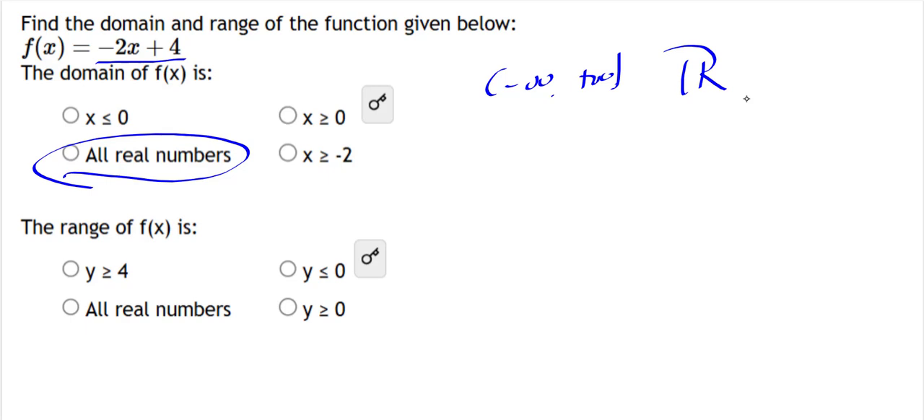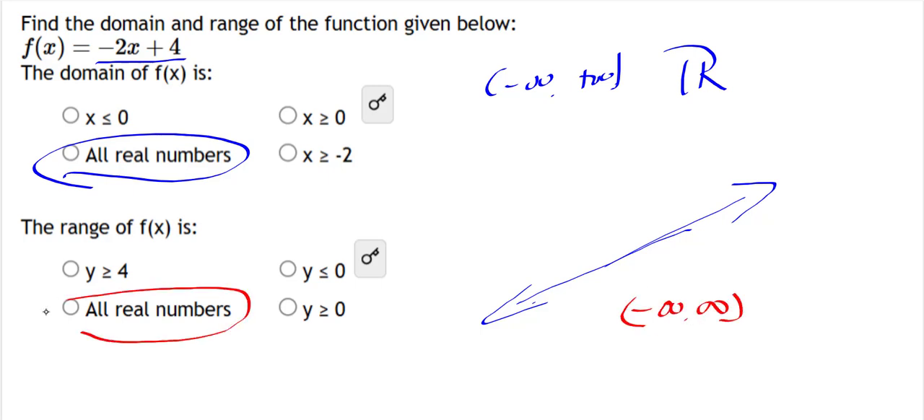And the range, if you think about it, a linear equation forms a line. And a line goes forever down, and it goes forever up. So it is also negative infinity to positive infinity, which would also be all real numbers. So this concludes section 3.2, Domain and Range, part 1 video.